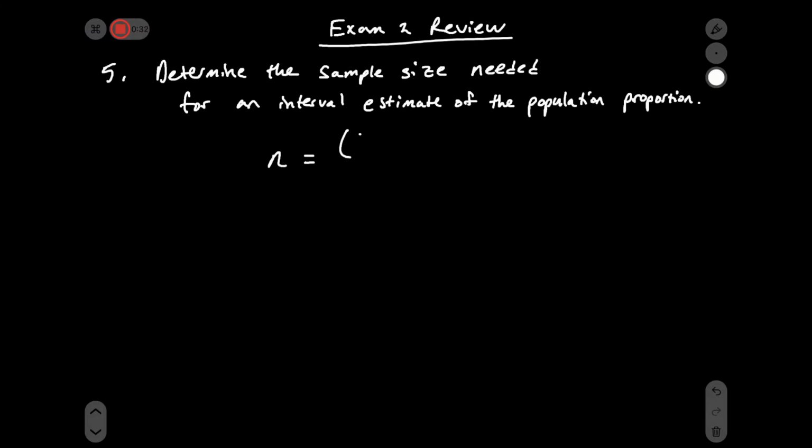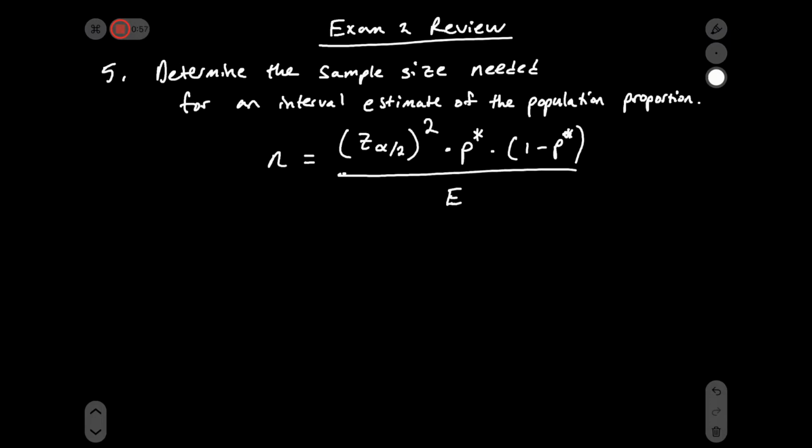And we need to use a z-score with alpha divided by 2, squared, times our estimated sample proportion, p star, times 1 minus the estimated sample proportion, p star, all divided by our margin of error there, E.